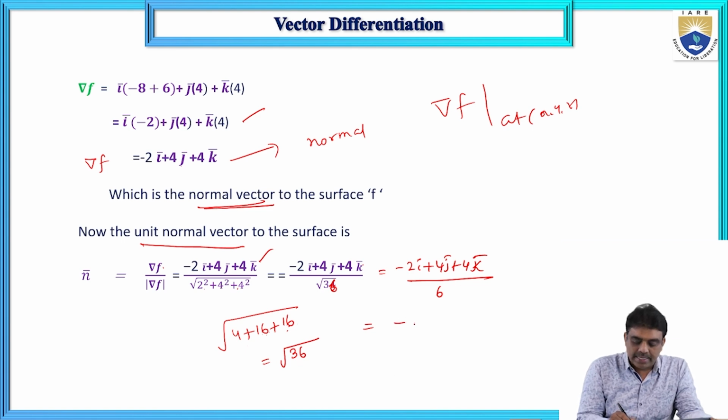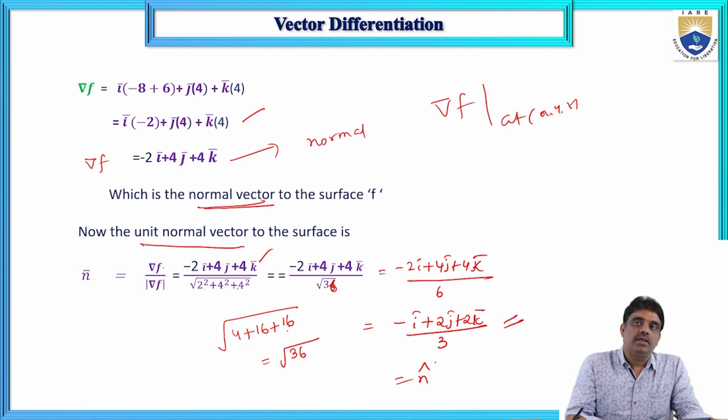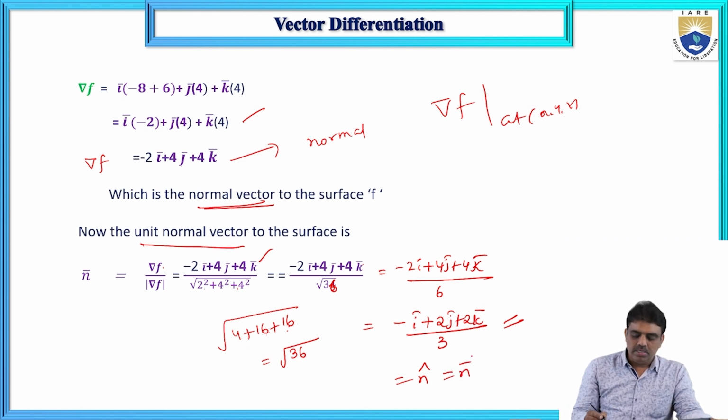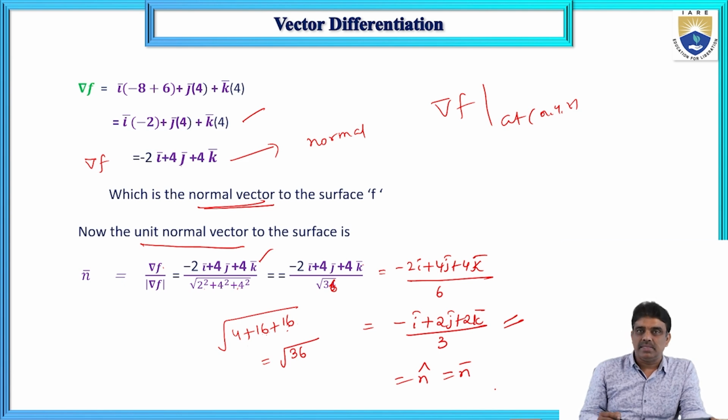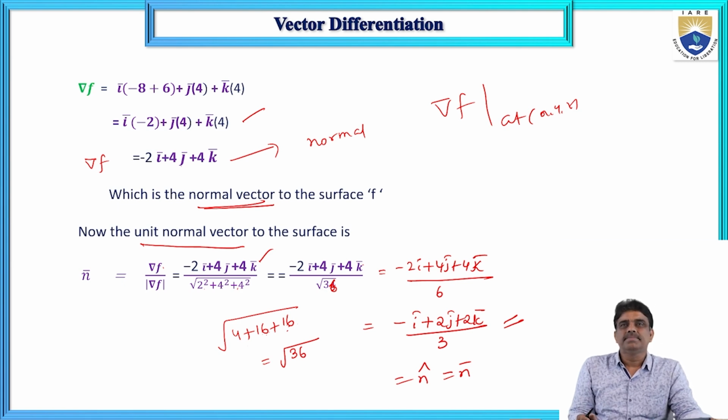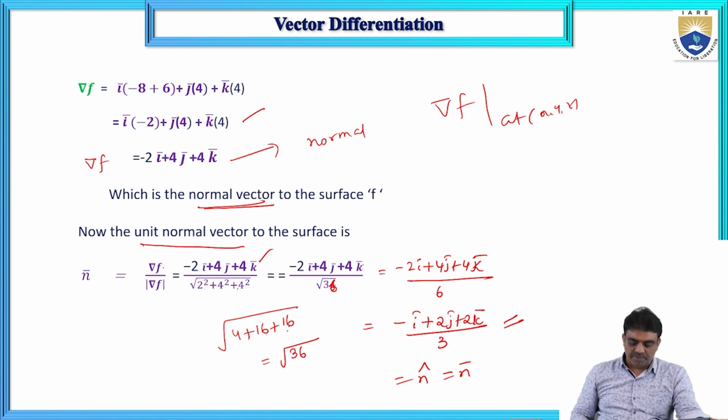Or I can write it as minus i bar plus 2j bar plus 2k bar by 3, which is the unit normal vector to the surface, which can be denoted by n cap or n bar. In some textbooks it will be n bar and in some the notation will be n cap. So n cap is the unit normal vector to the surface. So first find the normal vector, then go for the unit normal vector to the surface.